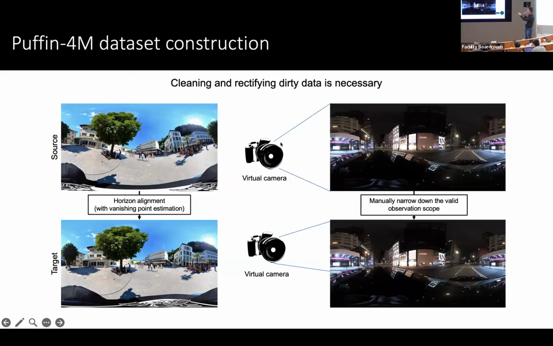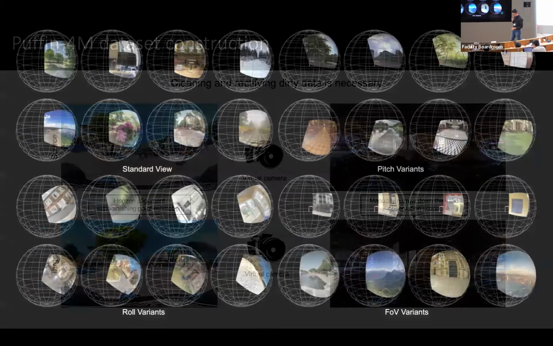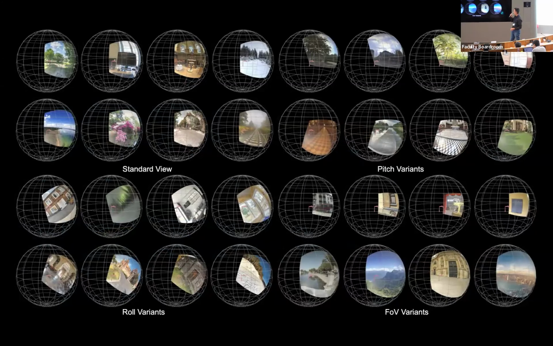And some of them have a large portion featuring the car itself, rather than the scenes. So we need to manually narrow down the valid observation scope so that we can retain the scenes rather than the redundant areas. And with that clean data, we can capture a lot of images with a standard view, with the pitch, roll, and FOV variants.